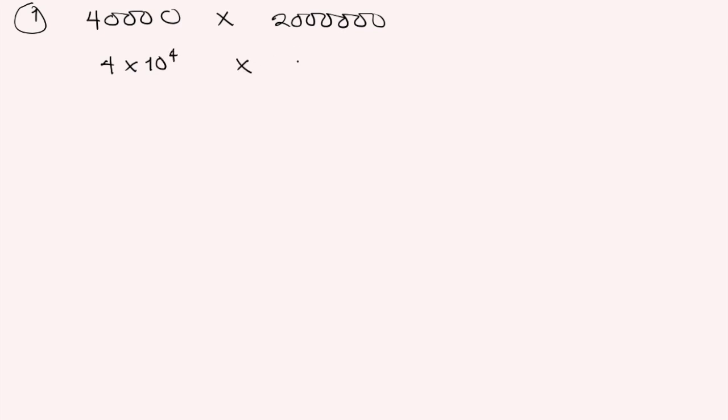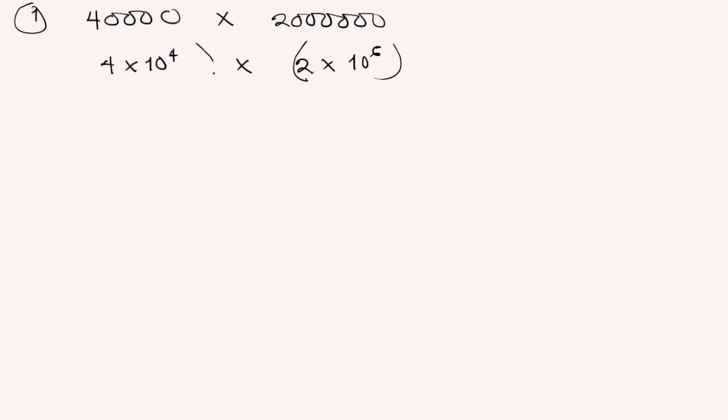But standard form can help us solve problems more easily. So imagine you have a question that says 40,000 multiplied by 2 million. Now to get this, you would probably need a calculator or start counting the zeros and all that. But we could express this in standard form, and that will be 4 times 10 raised to the power 4. And this is 2 times 10 raised to the power 6.